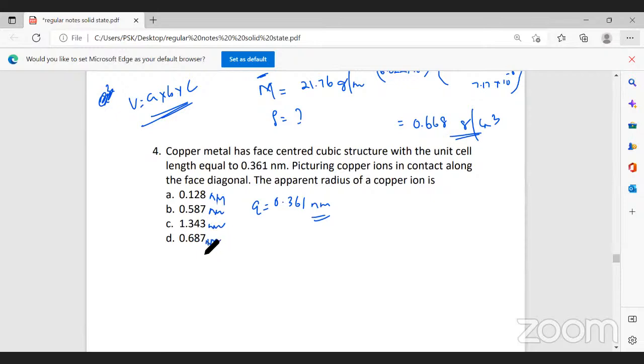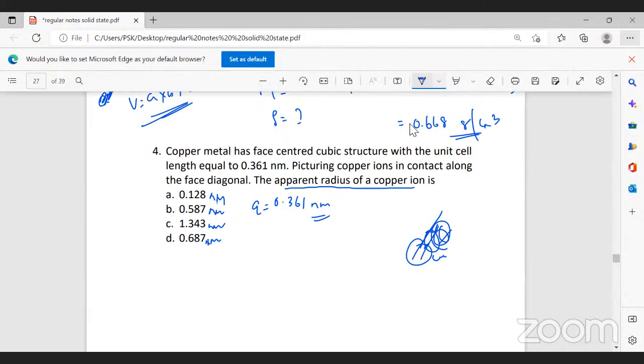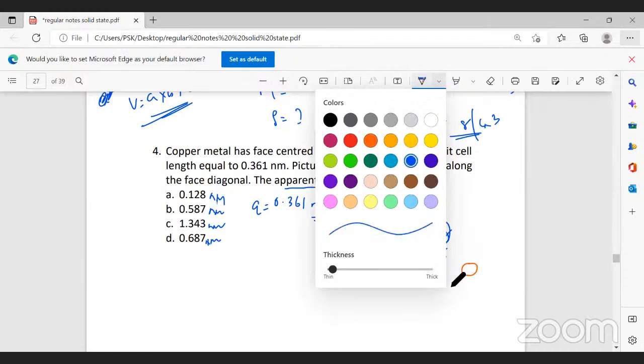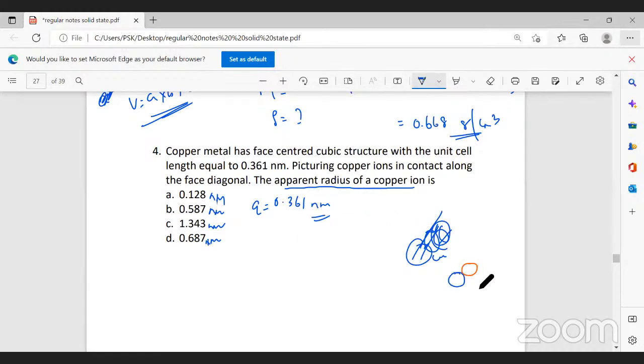Maybe this is nanometers. Picturing copper ion in contact along with the face diagonal, the apparent radius of copper ion. What is that? So that means copper is at the center, and there is one more at the corner here, and there's another corner. They're asking you to calculate the radius of copper. I will redraw. This is copper. This is the particle at the edge, and here this is another particle.